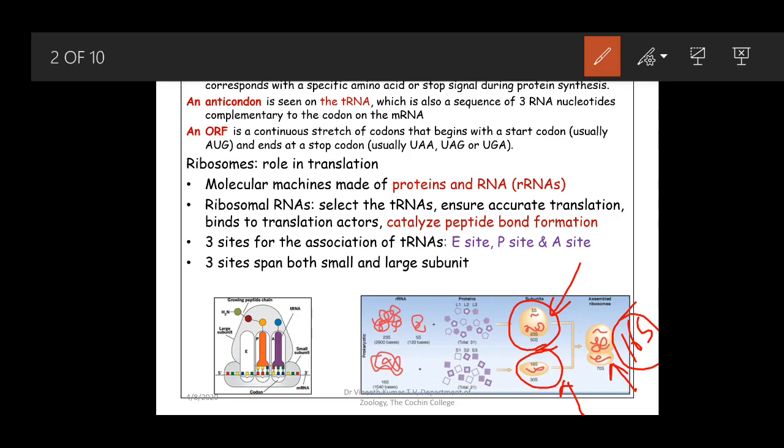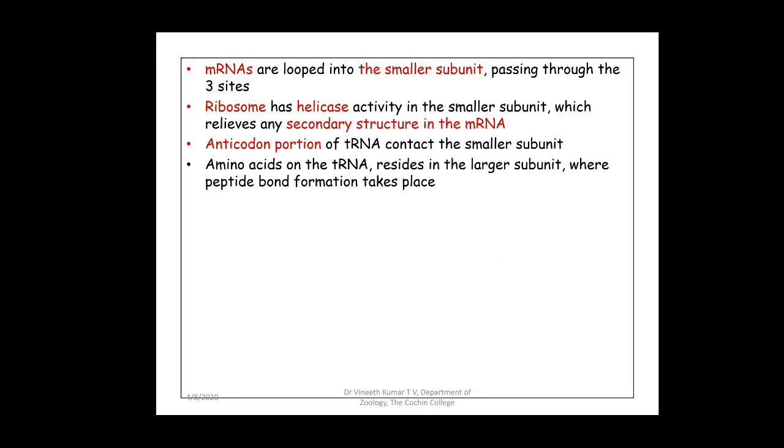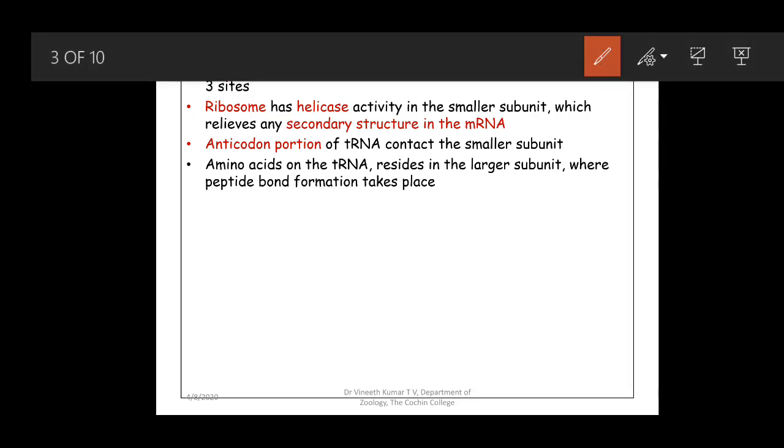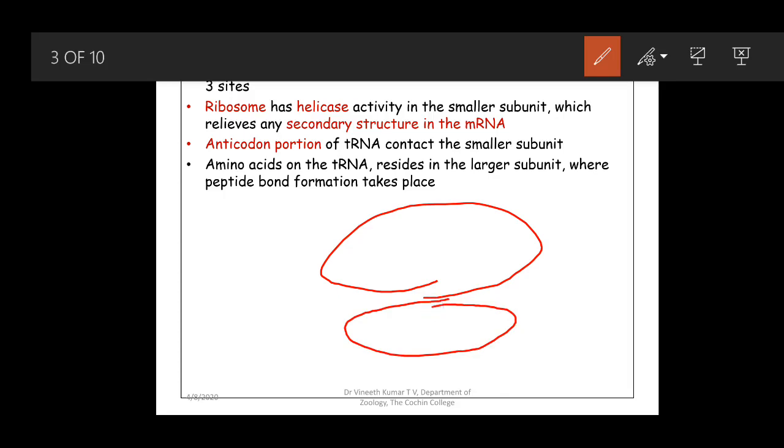The importance of these sites is that, as you see in this diagram, the site is completely formed only when the smaller and larger subunit combine. In other words, if I take a ribosome, this one is the larger subunit, and the smaller subunit is below. The larger subunit, the 50S, and the smaller subunit, the 30S, combine only during translation, on the mRNA. Otherwise, the two subunits are seen as separate entities. They combine to form a complete ribosome only during the process of translation.